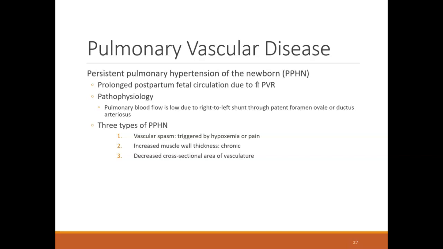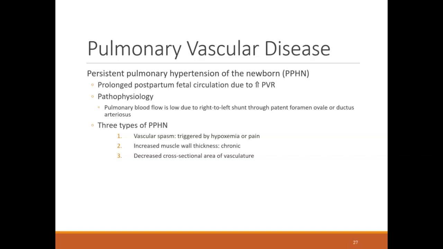These patients also end up with metabolic and respiratory acidosis typically. So the pathophysiology is that right to left shunt is going to be in place through the patent foramen ovale, and then through the patent ductus arteriosus. Okay, so they break it down.